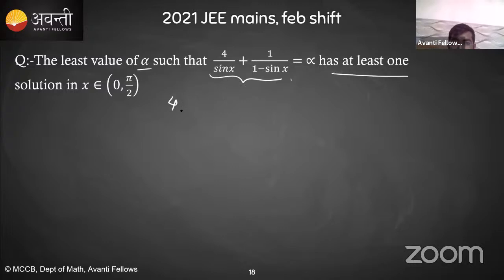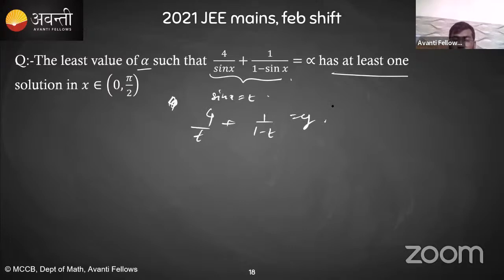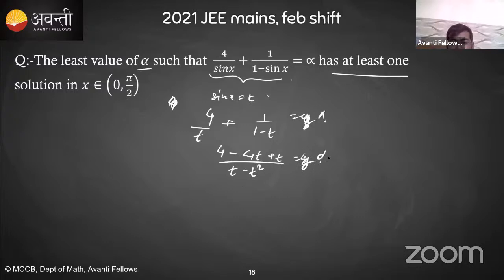Can I write this as 4 upon, let sin x be equal to t. So can I write this equation as 4 upon t plus 1 upon 1 minus t is equal to y. Alright. So what will this become? 4 minus 3t upon t minus t square. Right. This will be y, or alpha, which is given. You can assume any value. This will become 4 minus 3t upon t minus t square equals alpha.